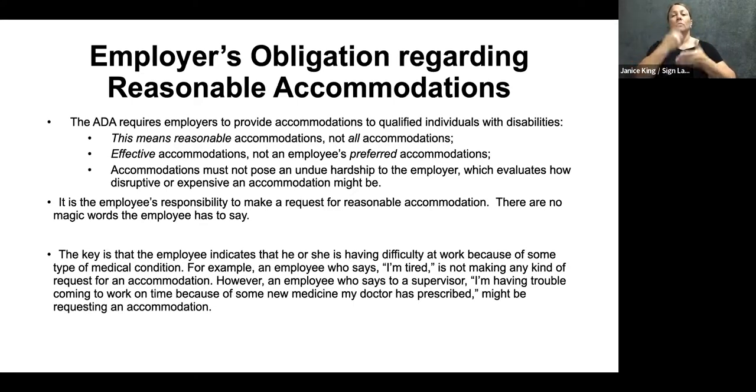An employee's responsibility is to make a request for a reasonable accommodation, but there's no magic words. If the circumstances are such that the employee should reasonably know the person needs an accommodation, they're going to be held accountable for that. So the key is the employee indicates he is having difficulty at work because of some kind of medical condition. And if the employer knows that, then they have an obligation to discuss reasonable accommodations with the employee. Next.